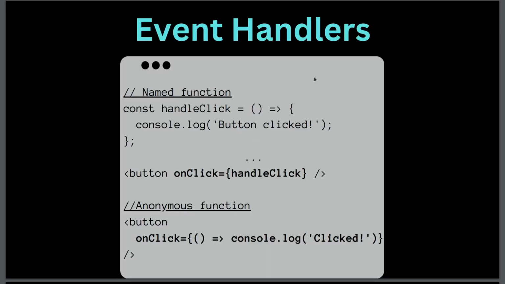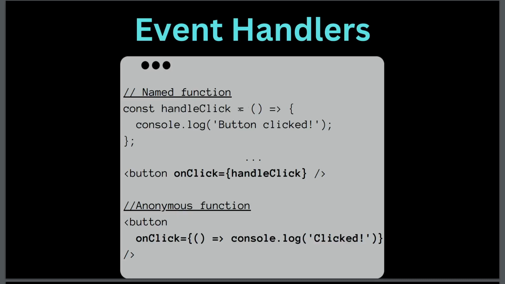So the next and final thing we need to look at is event handlers. There are two types. We can use a named function or an anonymous function. And for named functions, there is a convention for naming them where we use the word handle and then the name of the event minus the "on" part. So in this case, we are creating an onClick event, and so the event handler is called handleClick.